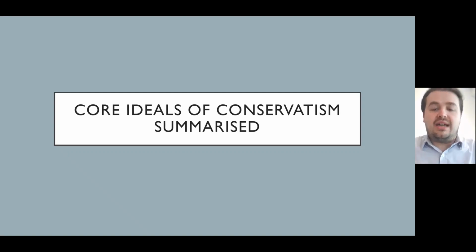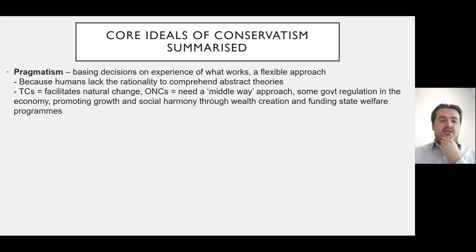So, just to summarise then some of the core ideals of conservatism that have come out of the categories that we've just looked at. So overall, conservatives are pretty pragmatic. Okay, they base their decisions on the experience of what works. Can be pretty flexible at times. So you're going to be pragmatic because humans lack the rationality to comprehend abstract theories. So you just go with what works. So your traditional conservatives believe that you are pragmatic by facilitating natural change, but your One Nation conservatives, on the other hand, say that you need a middle way approach to it. Some government regulation in the economy, you promote growth and social harmony through wealth creation, you fund state welfare programs, for example. So there's different ways in which they're differently pragmatic, but both pragmatic.